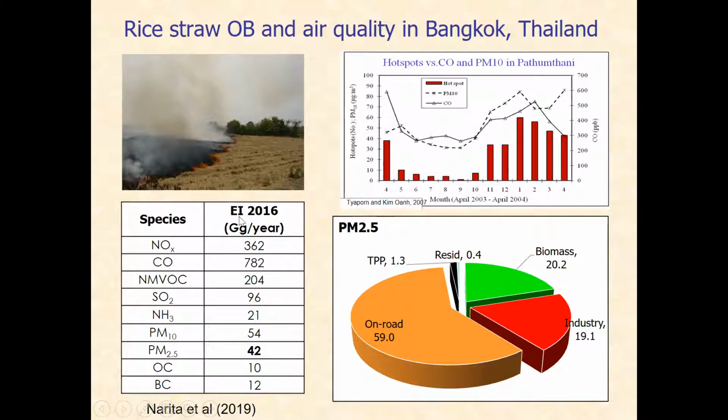Later on, we developed an emission inventory to help quantify the emission of different species, including PM2.5, organic carbon, black carbon, and others. For example, we found that in the BMR, Bangkok Metropolitan Region, in 2016, 42 gigagrams of PM2.5 were emitted per year from all activities. Here you can see the share: 20% is from biomass open burning, which is actually rice straw burning. On-road is 59%, and we also have thermal power plants, industry, etc. But here I want to highlight that crop residue burning contributes 20% of that.